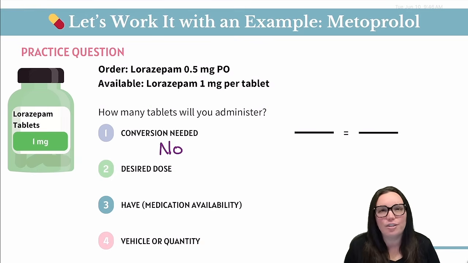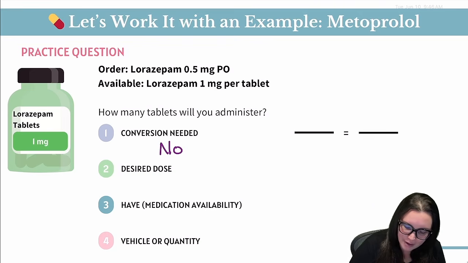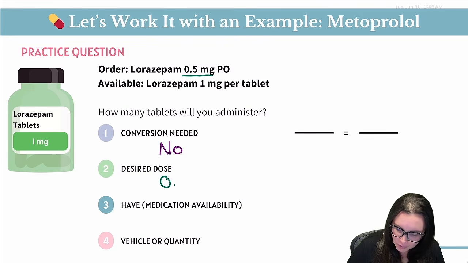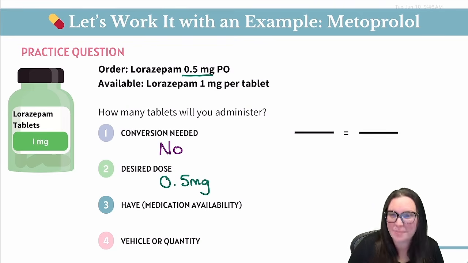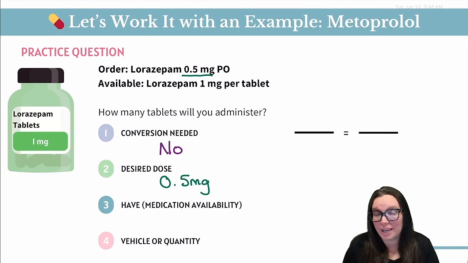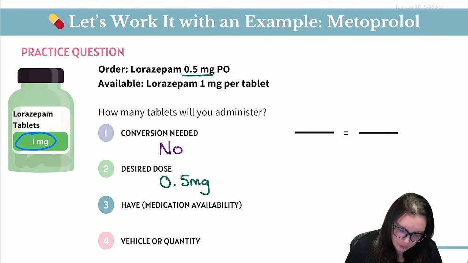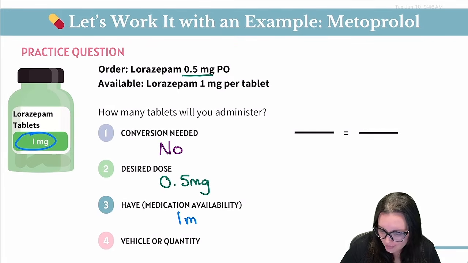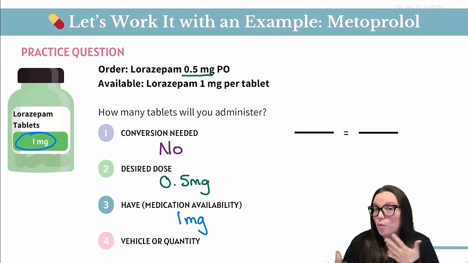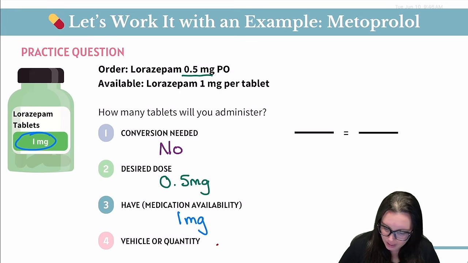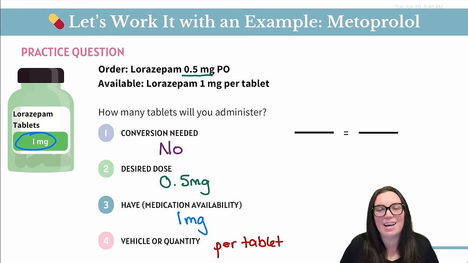Next up, what is our desired dose? What do we want to give? Well, we want to give 0.5 milligrams. What is the medication available in? What is on the label, right? I'm looking at the label. The label says I have 1 milligram. And what's our vehicle? What is it available in? I know that it's available in per tablet. So every tablet is going to have 1 milligram.